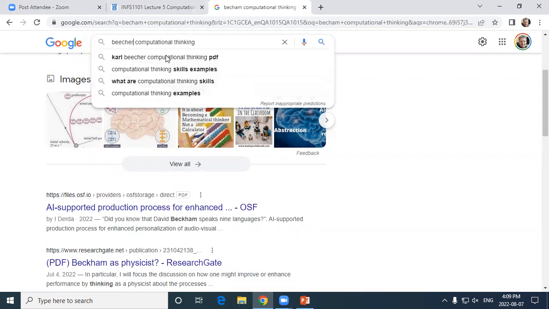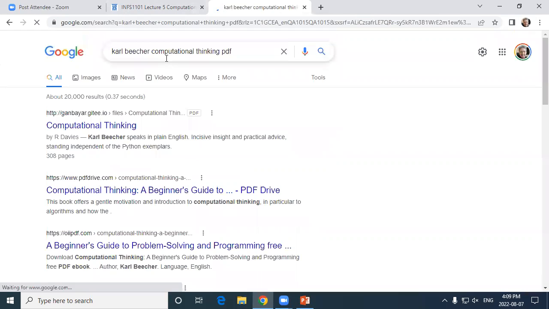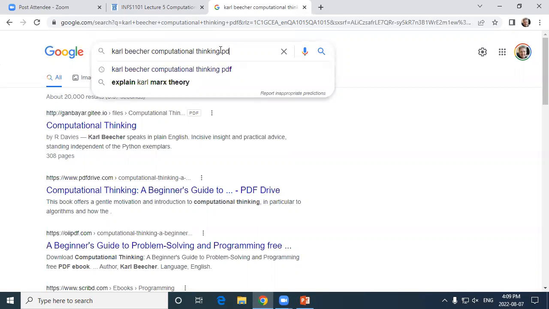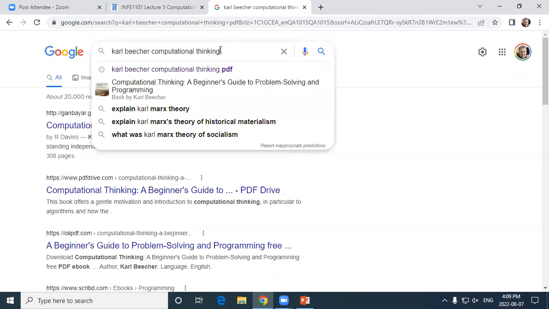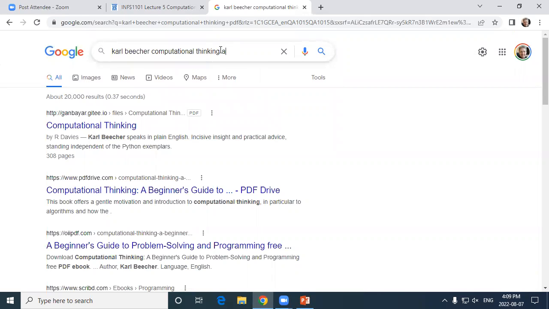There we go. Carl Beecher, that's it. Computational Thinking PDF. Oh, it's on a PDF. Oh, there you go. That solves some people's problems. No, it's not. That's just an article about it. All right, so you would probably, no, not that, not the PDF. So you'd want it on Amazon or something.